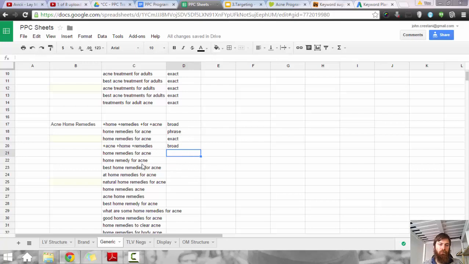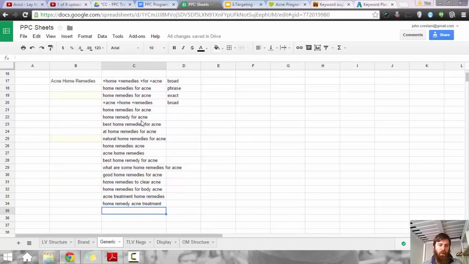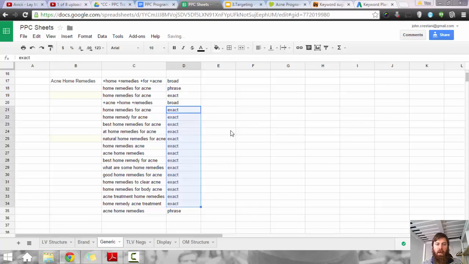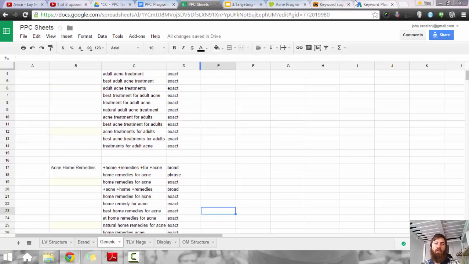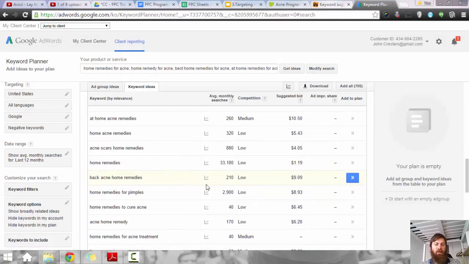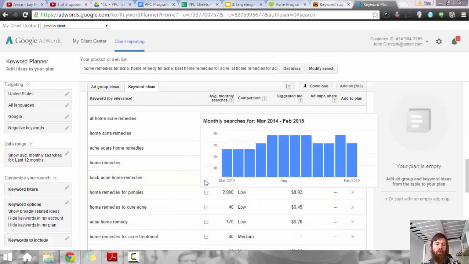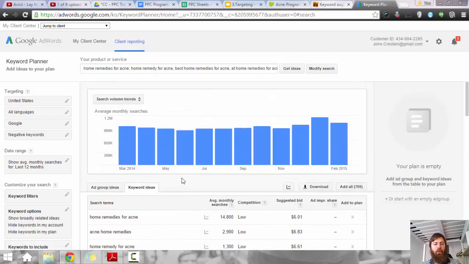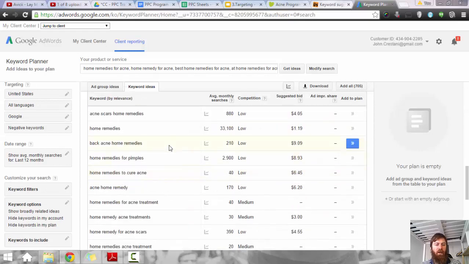I'm going to want to put this in phrase as well, putting the rest in exact match. We could go on and add more exact match keywords in this group, but I think we actually got the majority of the big words here. So, as I said, we could keep going through.